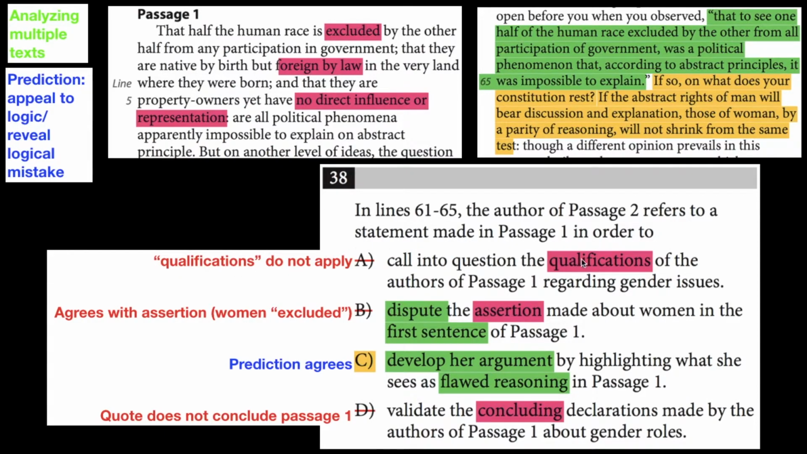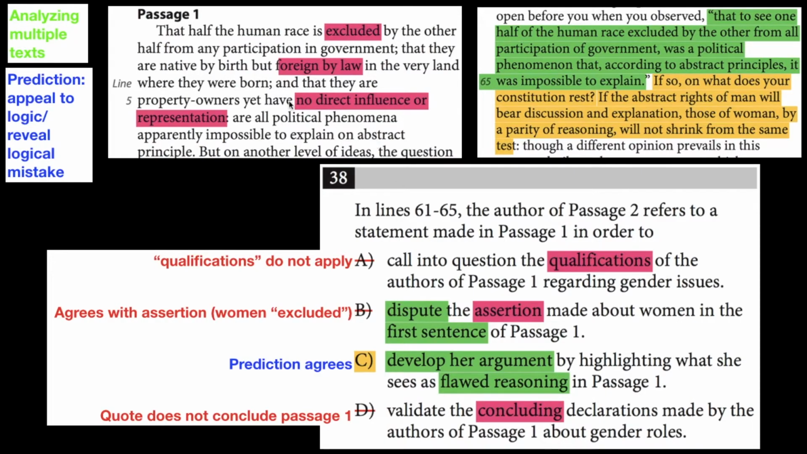No, she's not trying to say you're not qualified to make these statements. Dispute the assertion made about women in the first sentence. Actually, she would agree with the assertion made in the first sentence. She does agree that women are excluded from politics. They're excluded from education. And so she doesn't do it to dispute the assertion. She actually agrees with the assertion. She does it to dispute something else.